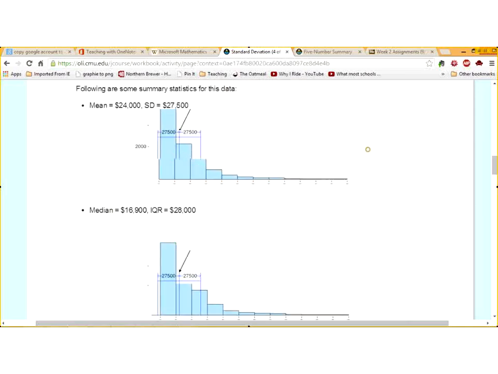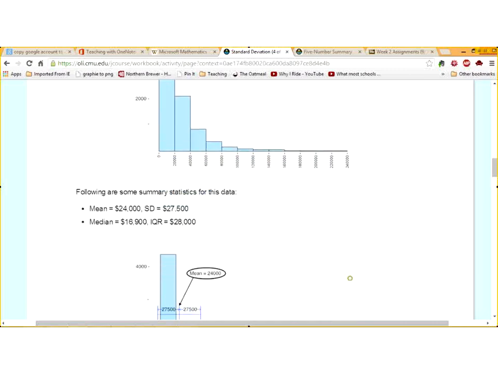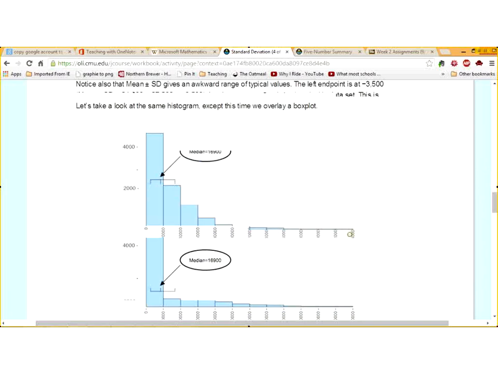And this is just some examples on that, where these are some heavily skewed distributions where it makes more sense to use the median and the IQR than it does to use the mean and the standard deviation.